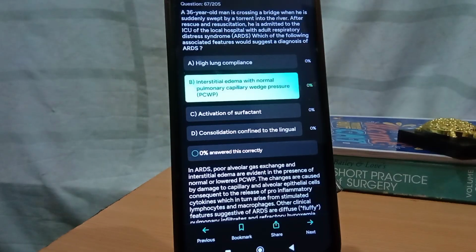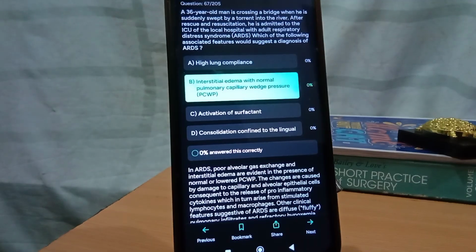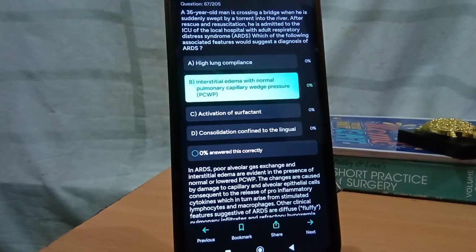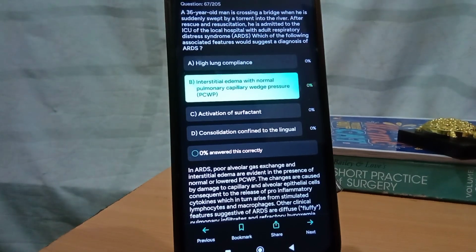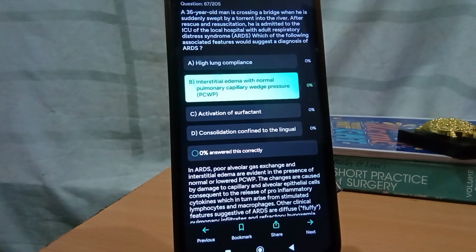In ARDS, poor alveolar gas exchange and interstitial edema are evident in the presence of normal or lowered pulmonary capillary wedge pressure. The changes are caused by damage to the capillary and alveolar epithelial cells, consequent to the release of pro-inflammatory cytokines, which in turn arise from stimulated lymphocytes and macrophages.